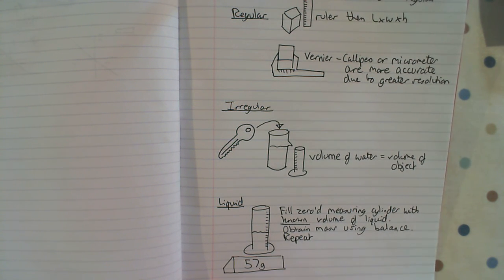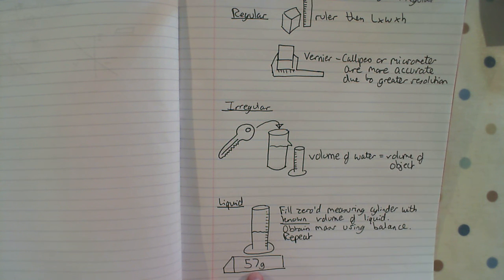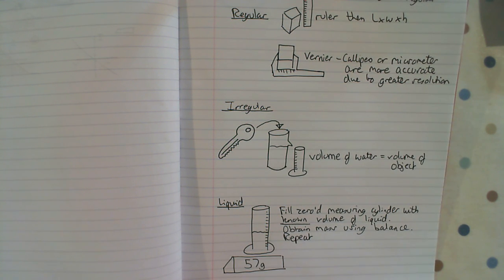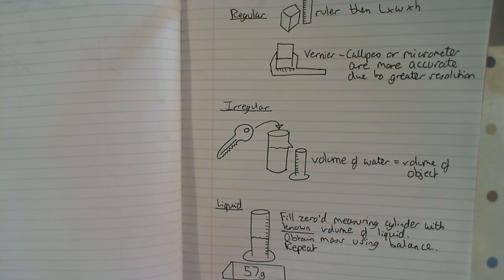We repeat it. We then do mass divided by volume, the mass from our balance, the volume using our known volume. Density equals mass divided by volume.